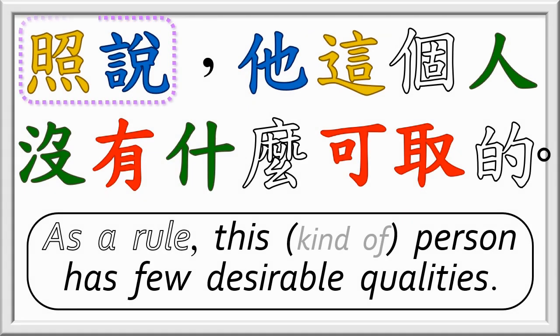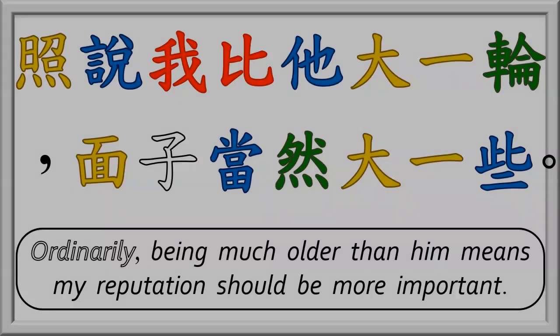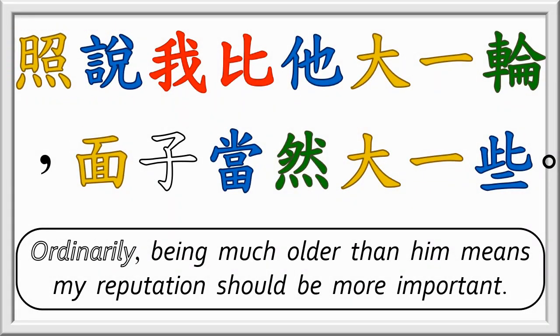照说，他这个人没有什么可取的。As a rule, this kind of person has few redeeming qualities. Literally, according to what is usually said, what most people say about this kind of person. 照说，我比他大一轮，面子当然大一些啊。Ordinarily, being much older than he is means my reputation should be of greater importance.